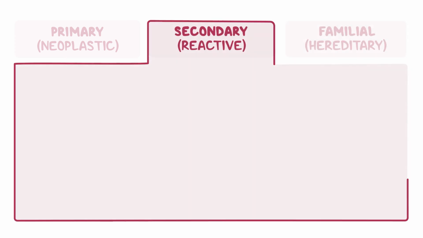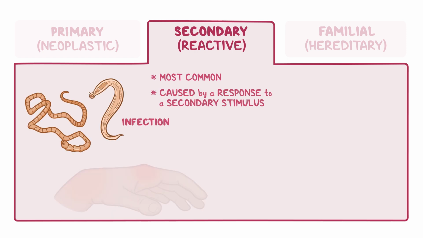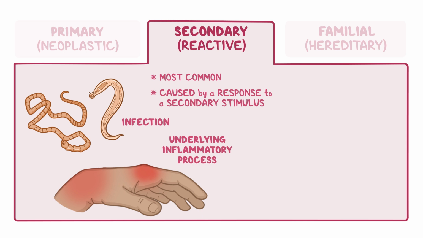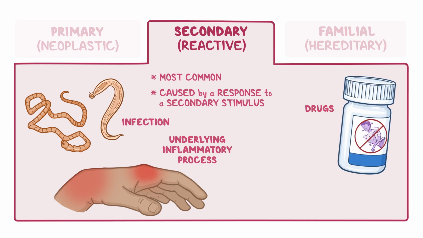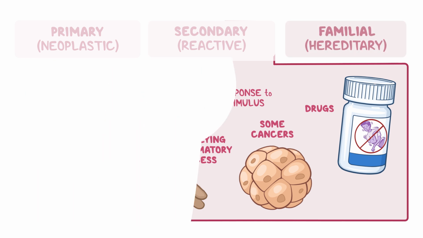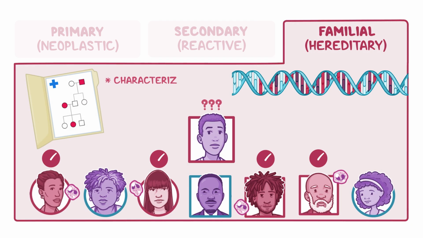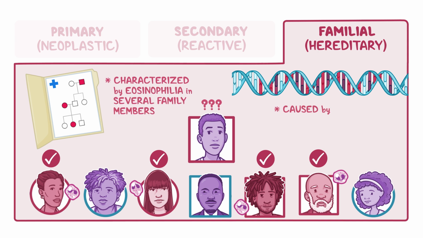Secondary HES, also known as reactive HES, is the most common and is caused by a response to a secondary stimulus, such as an infection, like from a parasite or an underlying inflammatory process, drugs, such as anti-seizure medications, or some cancers. Hereditary or familial type HES is characterized by a history of eosinophilia in several family members and is caused by inherited gene changes. This form of HES is often more benign.